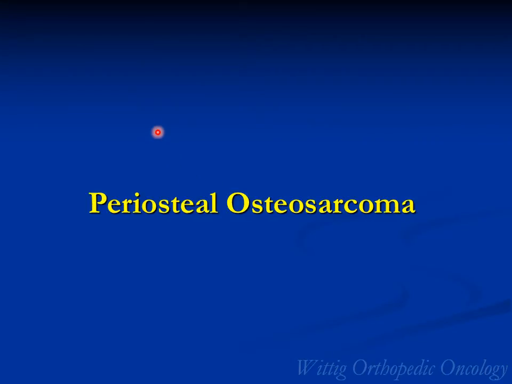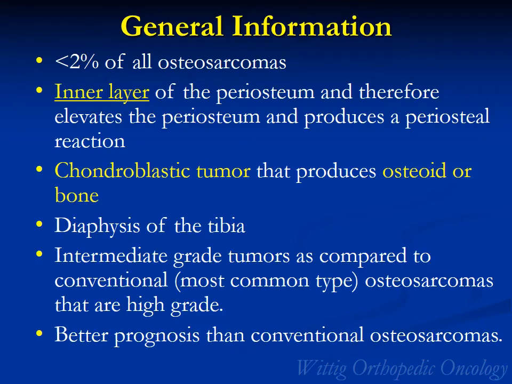Periosteal osteosarcoma is the next entity that we're going to talk about. It's the second most common type of juxtacortical or surface osteosarcoma, and it is an intermediate grade tumor that is a chondroblastic tumor. It's not a fibroblastic, it's a chondroblastic tumor, much different than your conventional osteosarcoma or your parosteal osteosarcoma. A periosteal osteosarcoma constitutes less than 2% of all osteosarcomas. It's very rare.